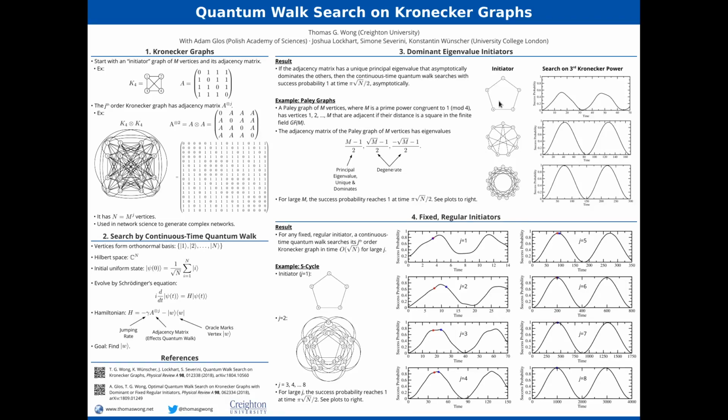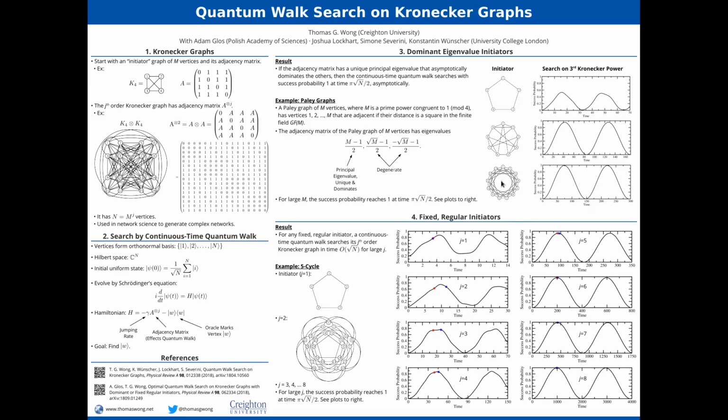And what we're going to do is look at search on this family for some fixed Kronecker power. So for example, you can look at search on the third Kronecker power of this, search on the third Kronecker power of this, search on the third Kronecker power of this, and on all the bigger Paley graphs. And we want to know how quickly a quantum computer can search on these Paley graphs as they get bigger and bigger.